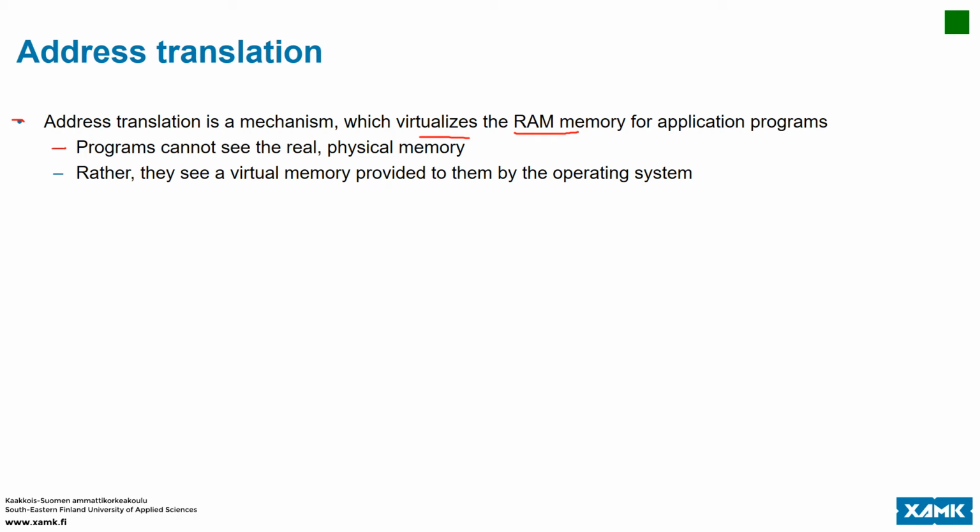So what exactly is address translation then? Address translation is a mechanism which virtualizes the RAM. So address translation is a way to provide virtual RAM memory for application programs. From the program's perspective, they can see memory, but the memory they see is not the real physical memory; rather, it's virtual memory that the operating system provides for them.